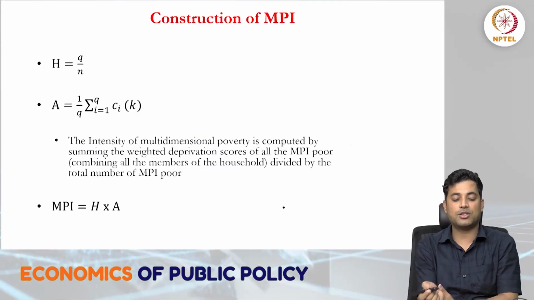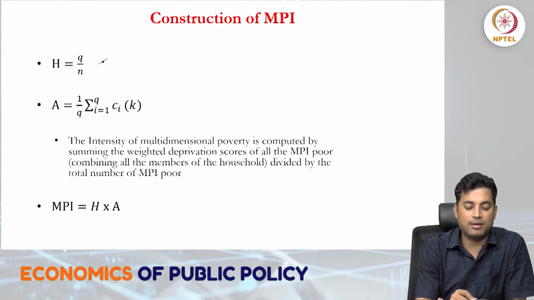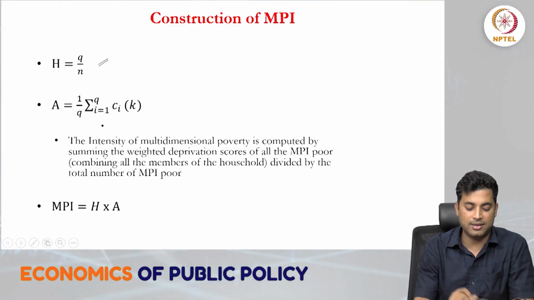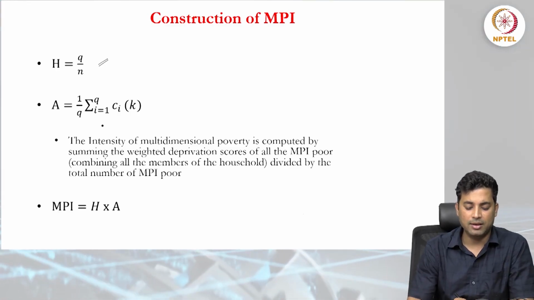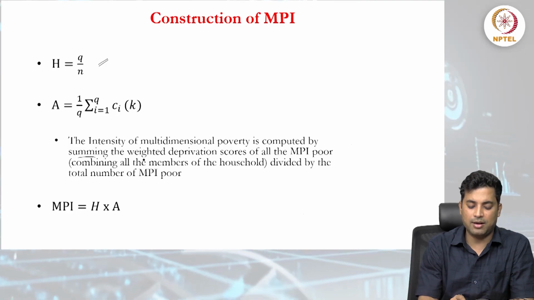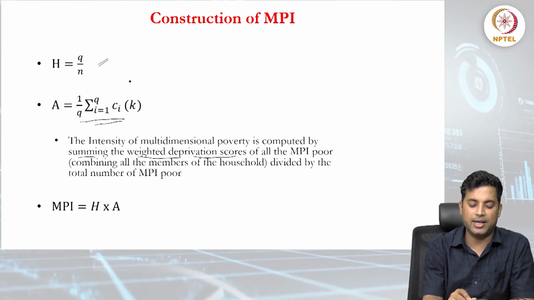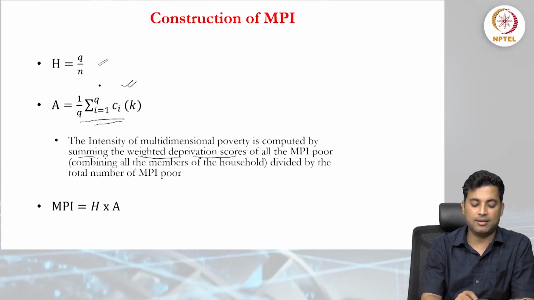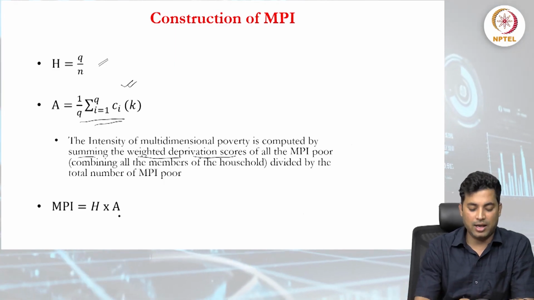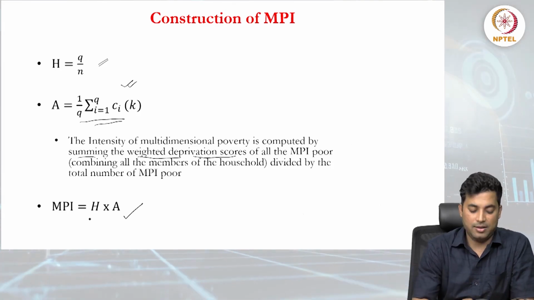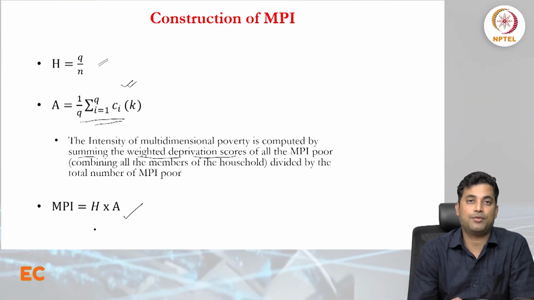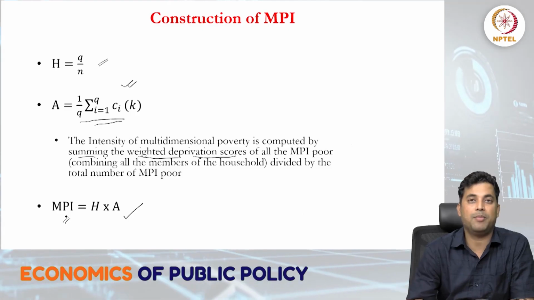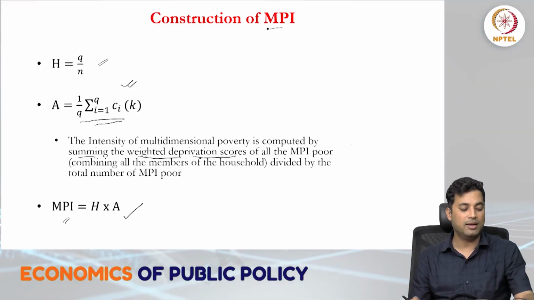Now the construction of MPI: H is the headcount ratio, and A is the intensity of multidimensional poverty, which is the sum of the weighted deprivation scores that we get for each household, considering all the dimensions. That is how we calculate. And then MPI we consider as the product, or multiplication, of the headcount ratio and the intensity score, and that's how we'll get the MPI, with the standard of living also taken into account.